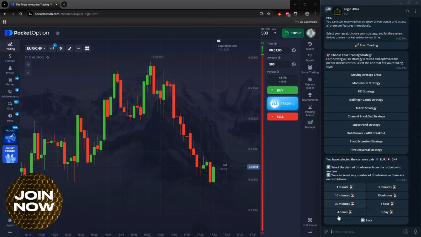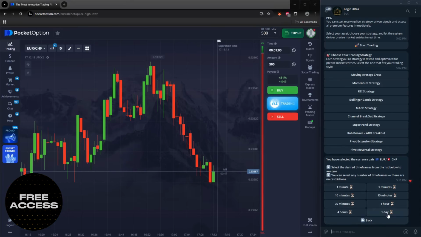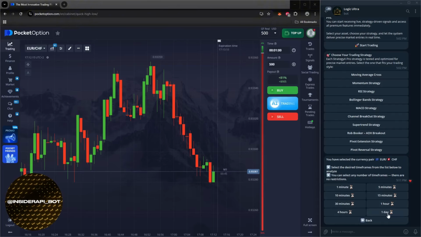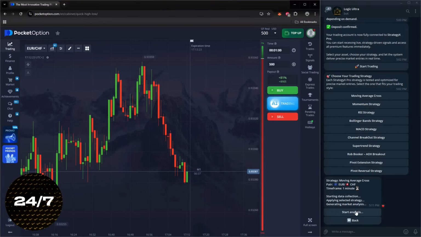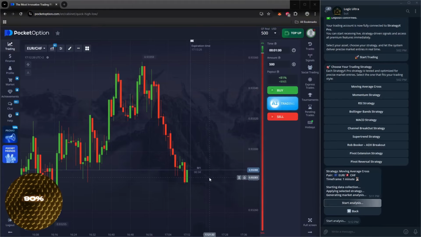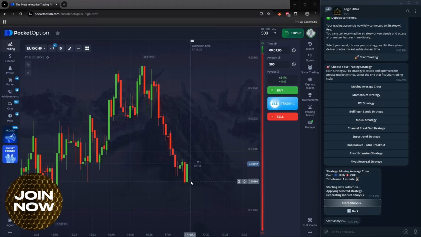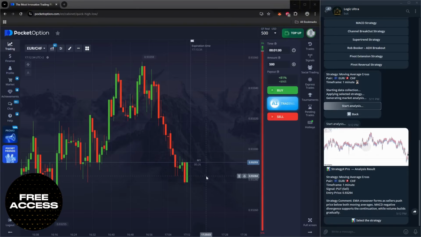Now we have 8 different time frames to select for analysis, ranging from 1 minute to 1 day. So whatever you like. If you want a longer trade, you can do that. The robot will automatically adjust the settings of the strategy. I'm gonna do 1 minute, and that is pretty much it. I have selected all the settings and I press start analysis, and the robot will start performing the analysis for me. And once it does, I'm going to take a position immediately and collect my funds in 1 minute.